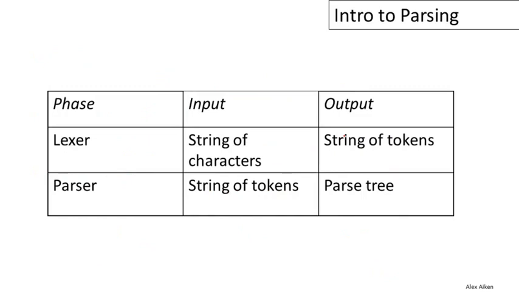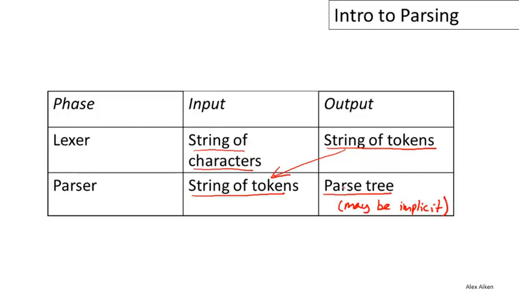To summarize, the lexer takes a string of characters as input and produces a string of tokens as output. That string of tokens is the input to the parser, which takes the string of tokens and produces a parse tree of the program. It's worth mentioning a couple of things here. First of all, sometimes the parse tree is only implicit. So the compiler may never actually build the full parse tree. We'll talk more about that later. Many compilers do build an explicit parse tree, but many do not.